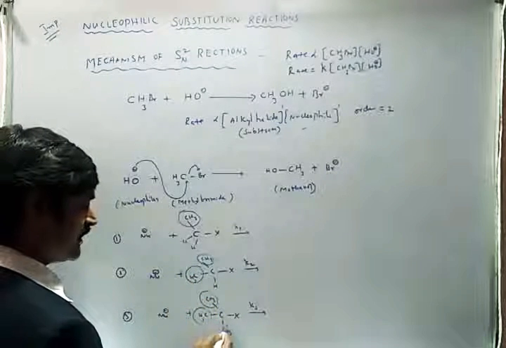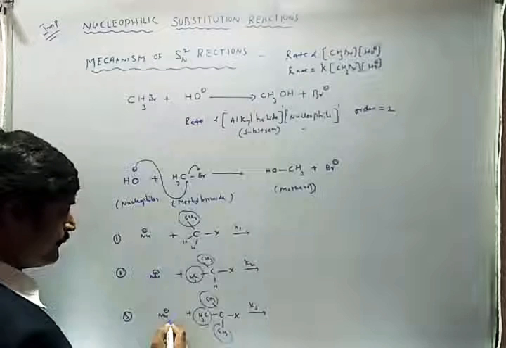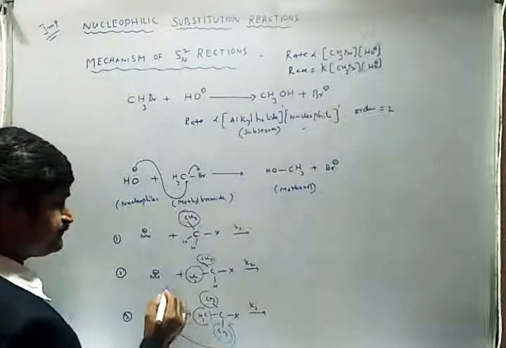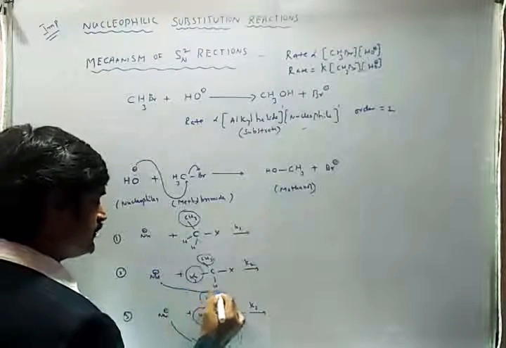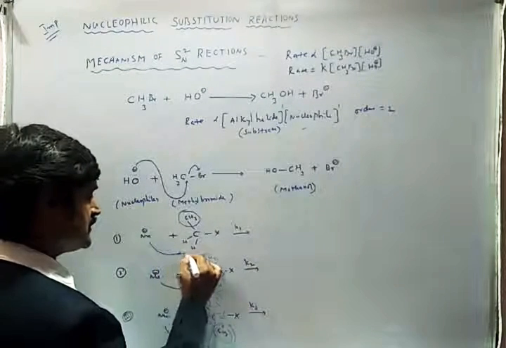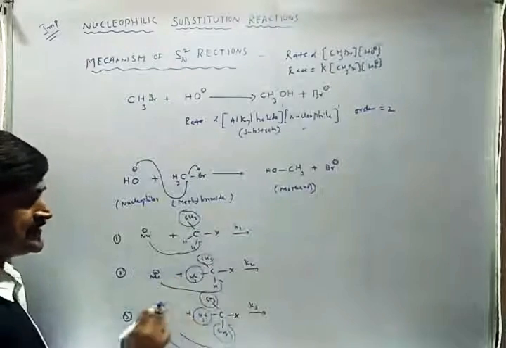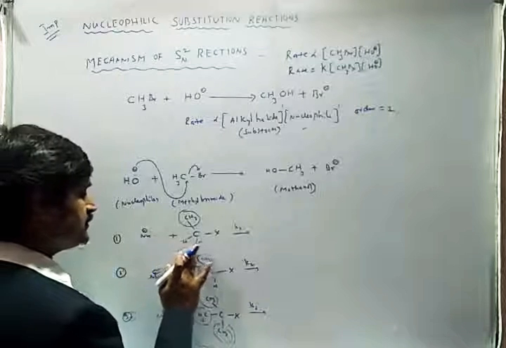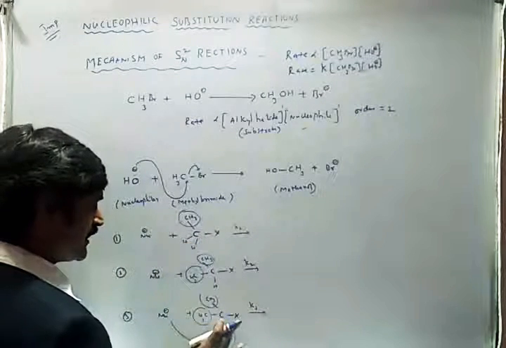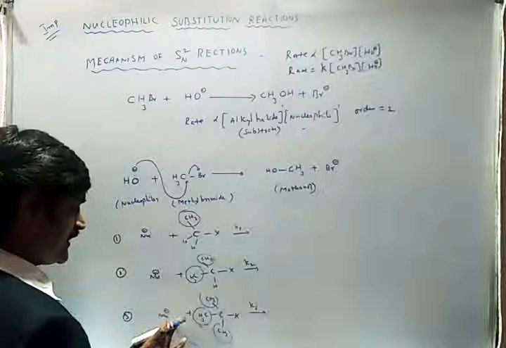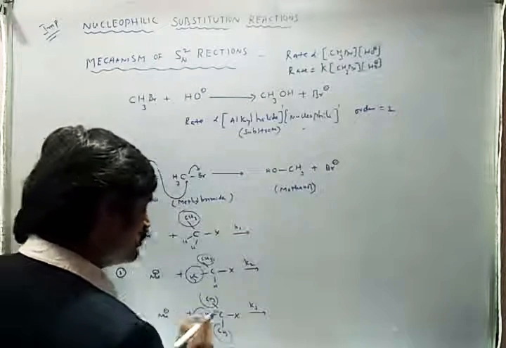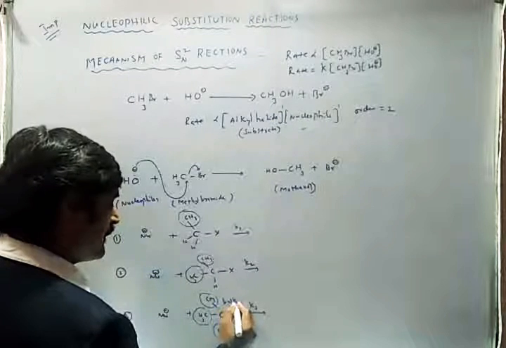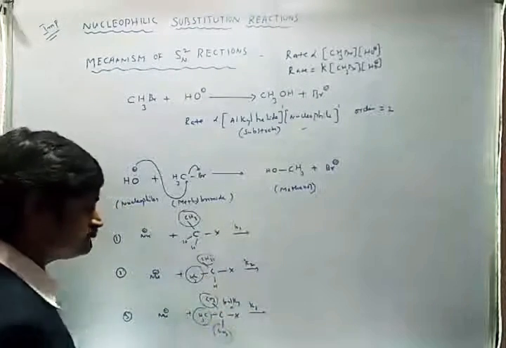Here there are three bulky groups over this carbon. So the approach of whatever nucleophile is there onto the carbon will be more difficult. This carbon faces more difficulty in this category. That means the rounded part around the methyl group is an observation of the volume occupied by this group. So you can call this a bulky group.